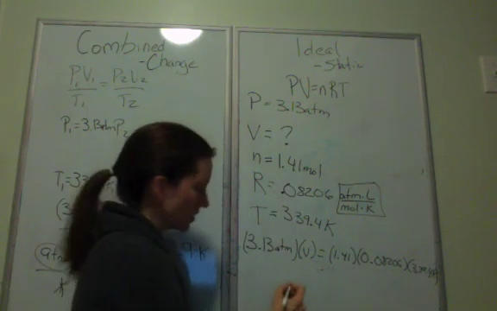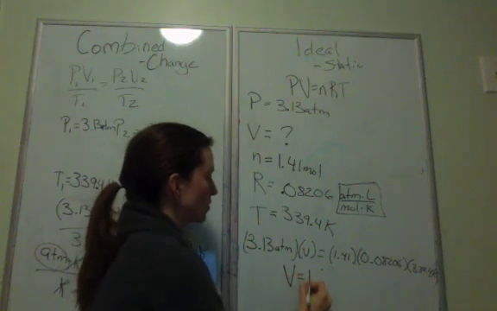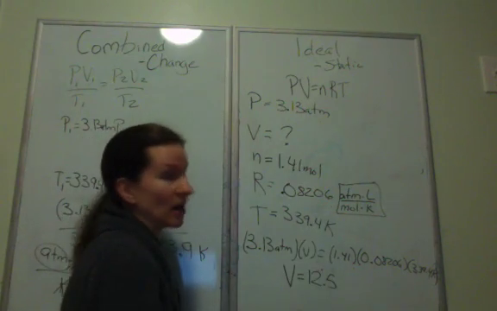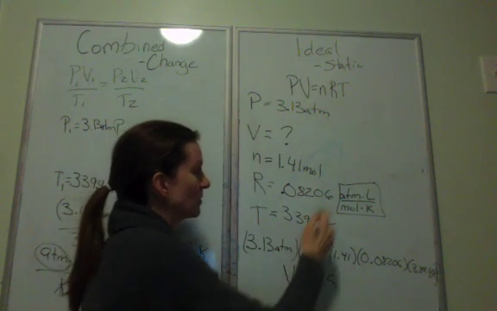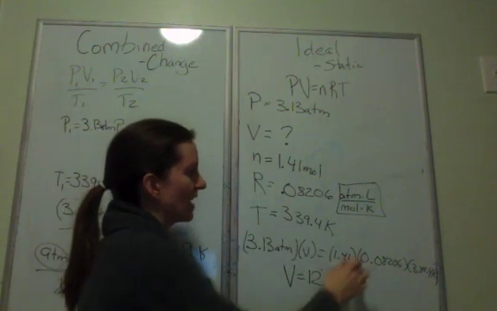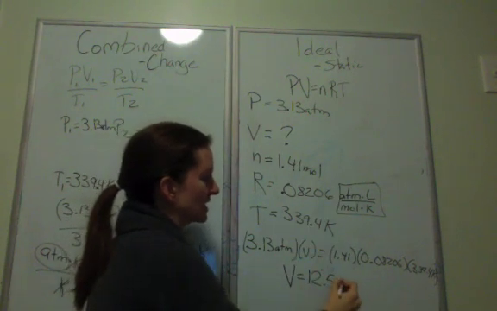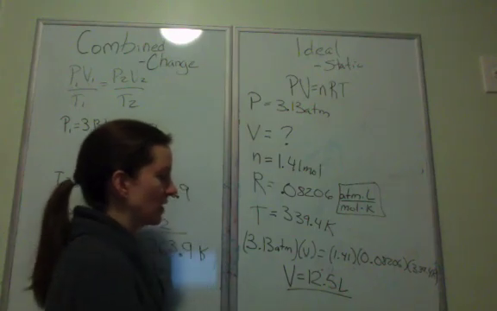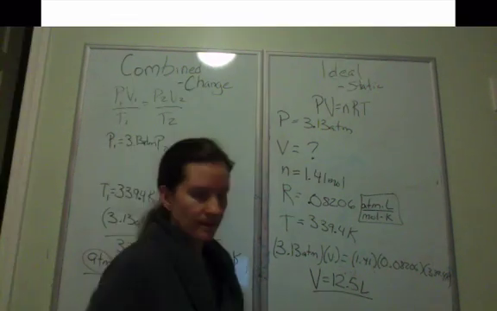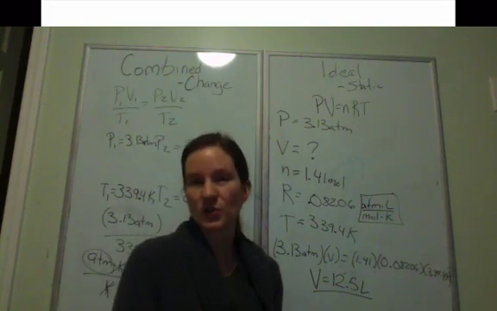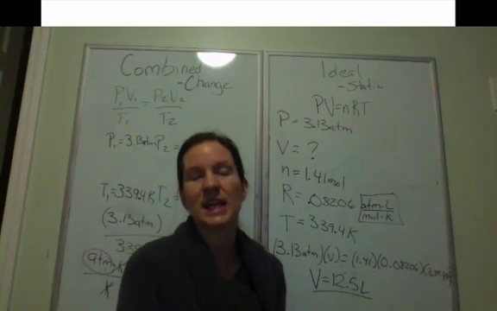Okay, so if you solve this correctly, you should get a volume equal to 12.5. If you're like, what are my units for that? Your units come from R, okay? You had pressure get canceled out, moles get canceled out, temperature get canceled out. All you have left is liter. So that is the unit then for your volume. That's how you tell which equation to use, combined gas law or ideal gas law.